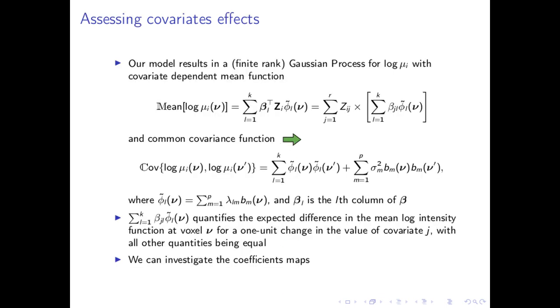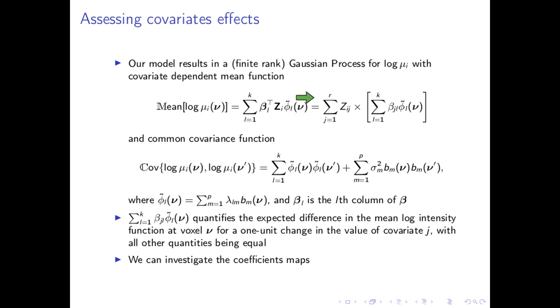Now, we might also want to see what the impact of the covariates is. In fact, one of the referees asked this. So our model really simply is a finite rank Gaussian process for the log intensities, which has a covariate dependent mean function. Remember here, the z's are the covariates. So you have covariate j on study i, times some maps, the learned bases again, and some covariate coefficients. This is the covariate coefficient matrix that we had in the model, and the common covariance functions.